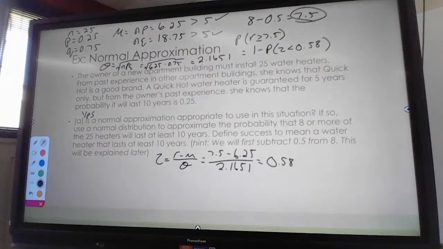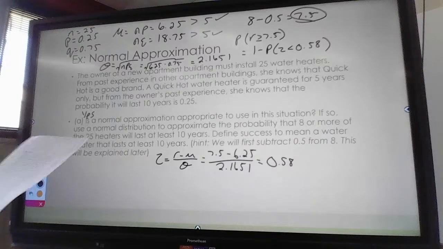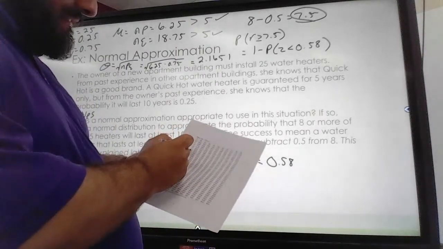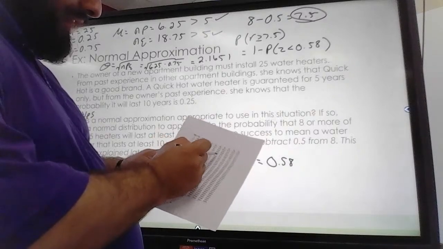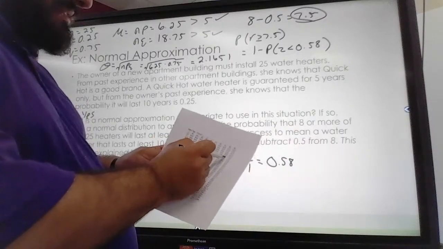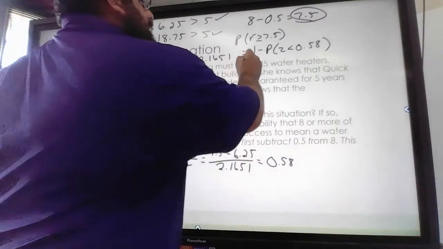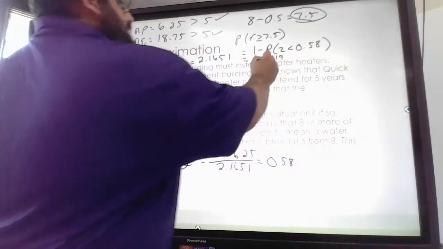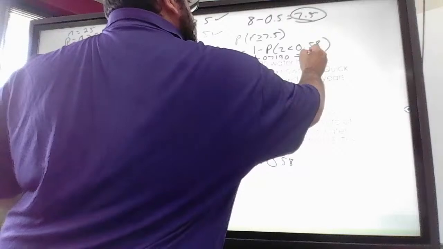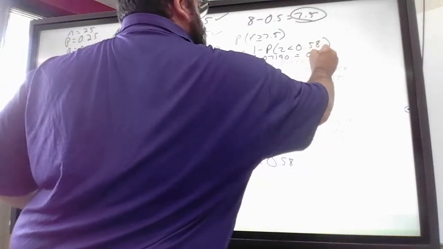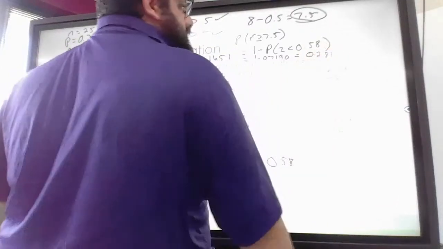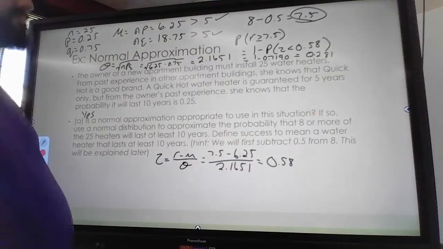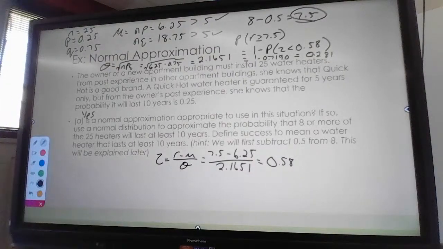So I'm going to go to my table and look for 0.58. Here's 0.5, then 0, 1, 2, 3, 4, 5, 6, 7, 8. That's 0.7190, which gives 1 minus 0.7190, or 0.2810. So that's my probability.